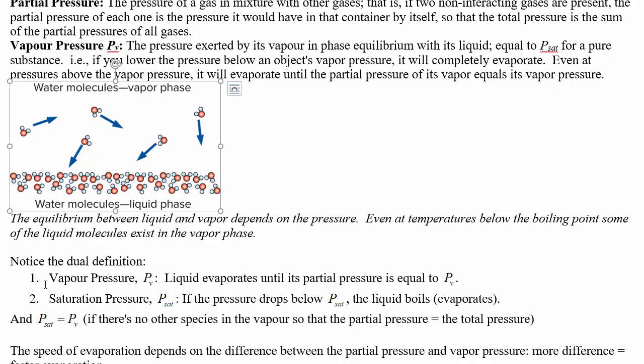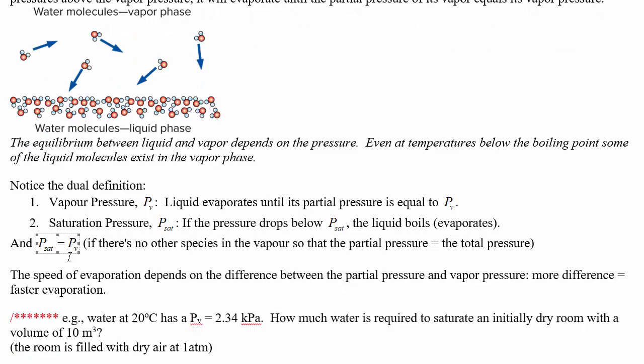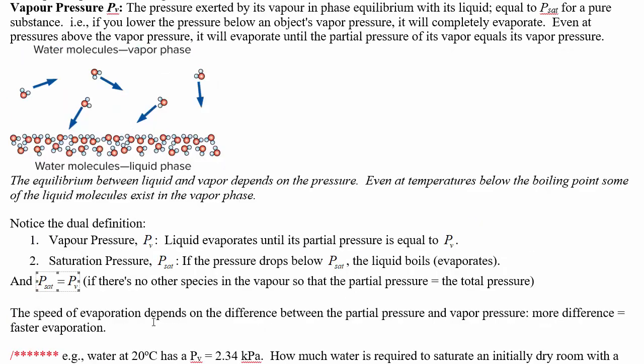The dual definition: vapor pressure is the same as the saturation pressure numerically. Vapor pressure: the liquid evaporates until its partial pressure is equal to the vapor pressure. Saturation pressure says if the total pressure drops below the saturation pressure, the liquid will boil. And they are the same number numerically. So if there's no other species in the vapor, then the partial pressure is the total pressure, and these two are the same. You can see that from this thought experiment.